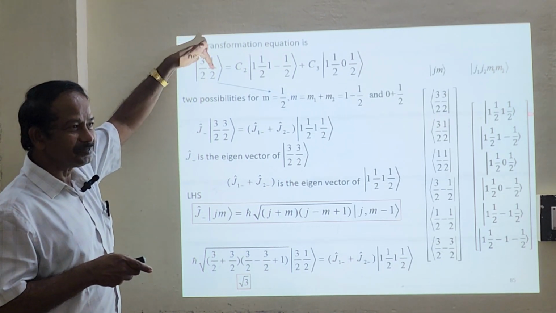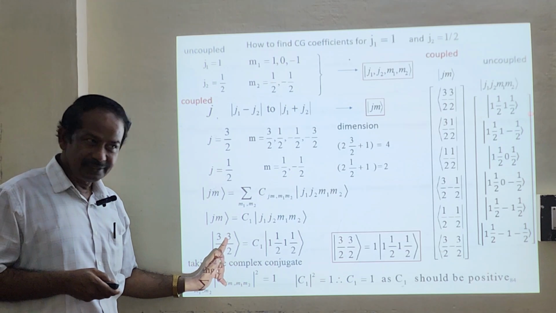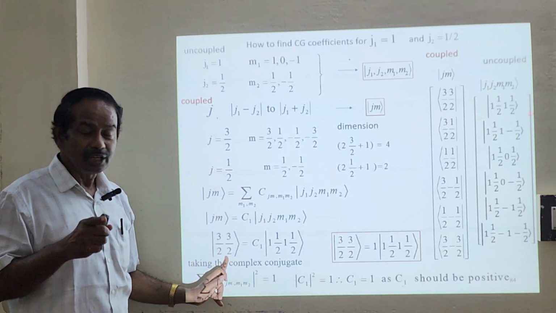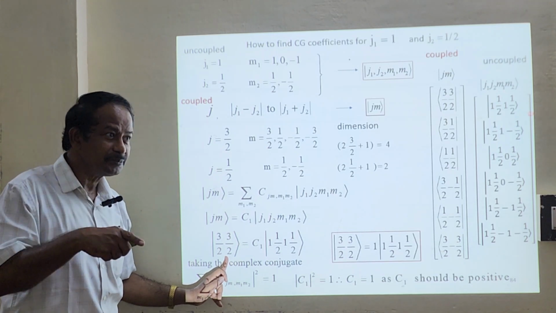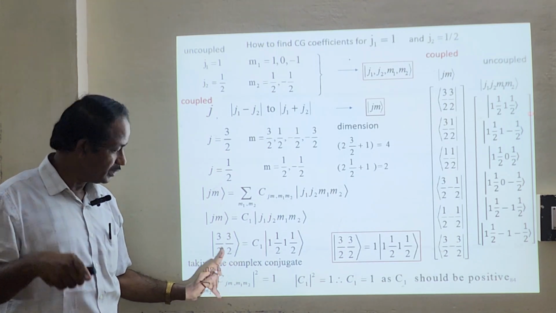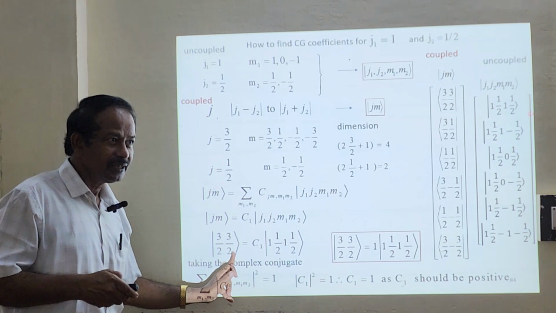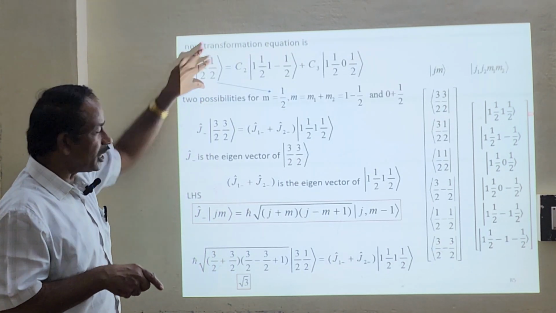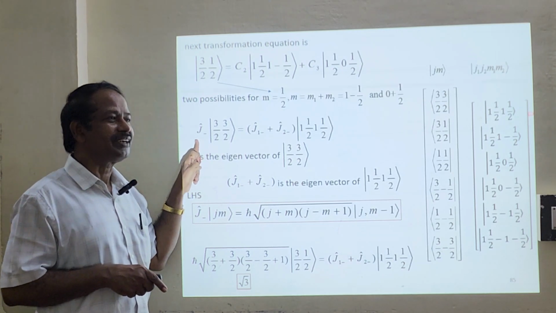I repeat: this is your m, and I am going to use the lowering operator, so m becomes m minus 1. Correct? So m is 3 by 2, and 3 by 2 minus 1 becomes 1 by 2. So to achieve this one, I will have to use the lowering operator.